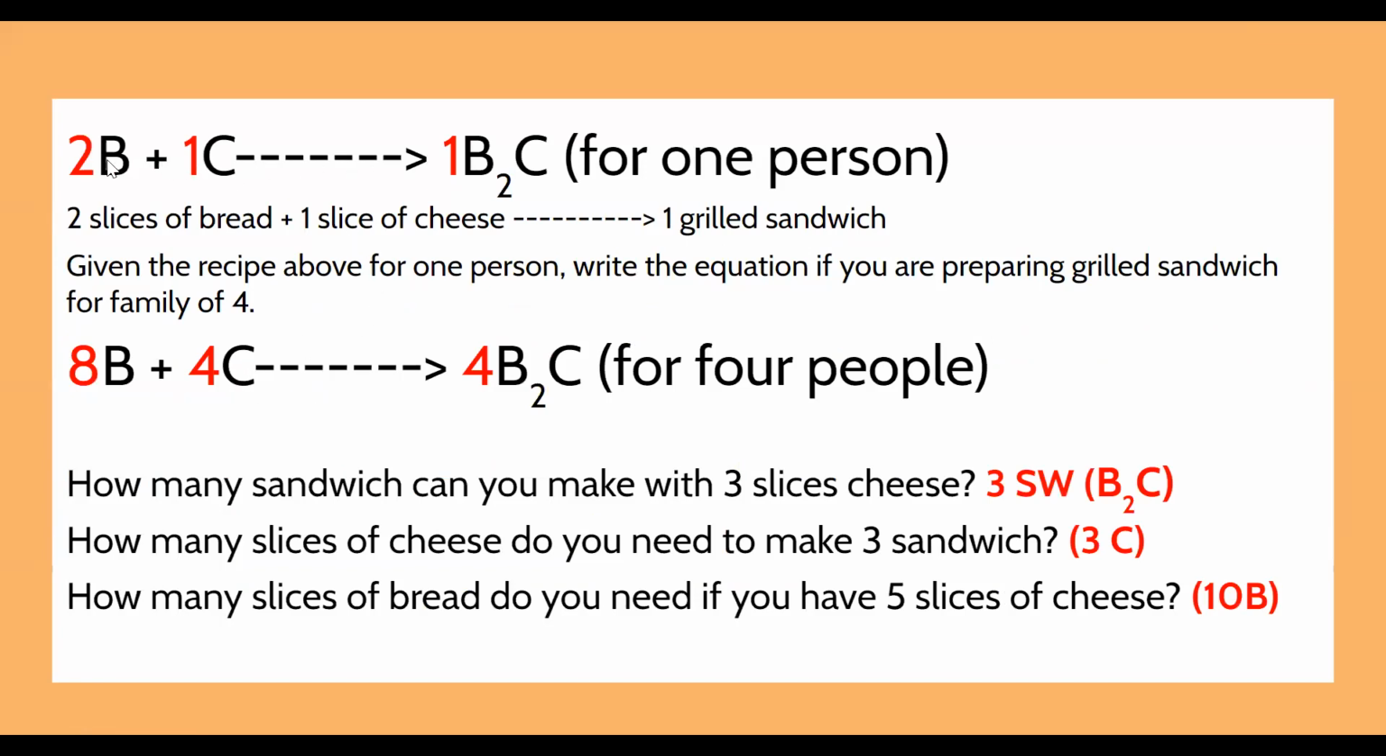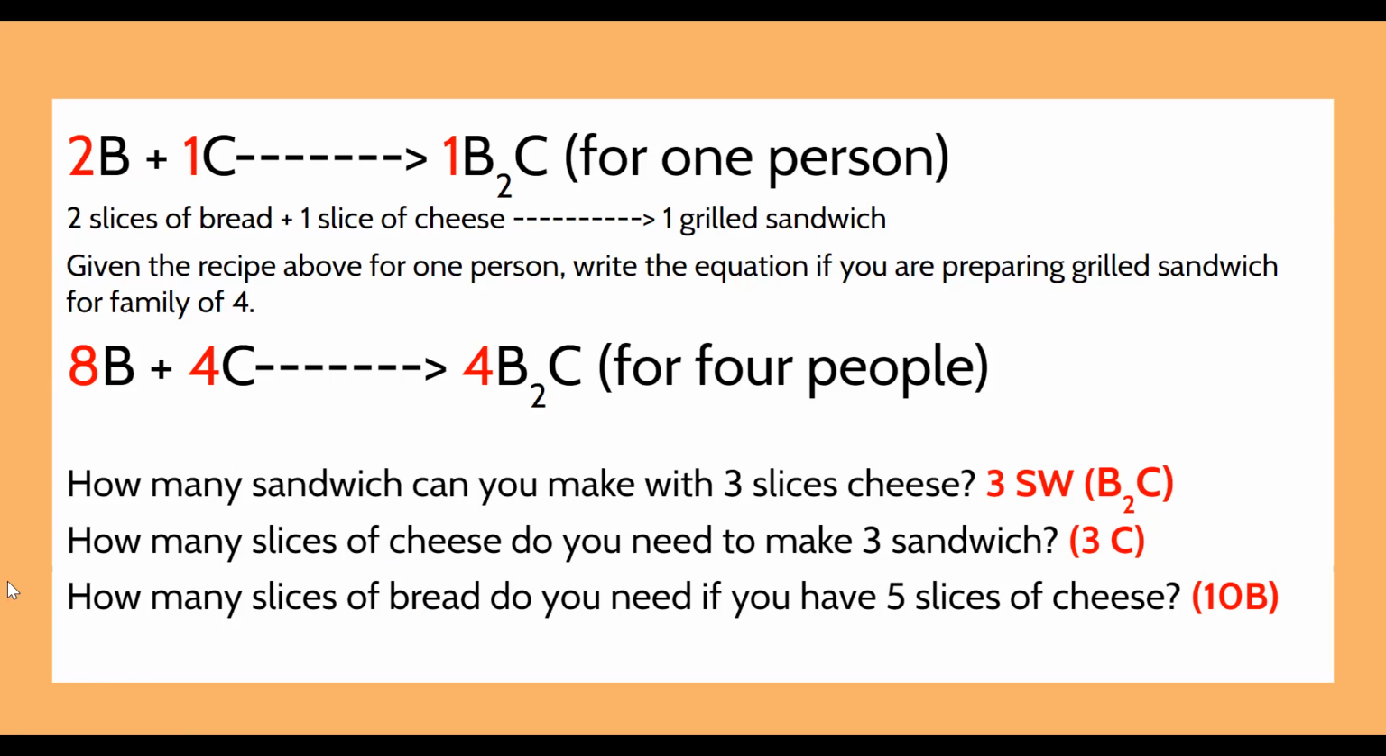Look at it. We are making use of these numbers called coefficients. Okay? We are using the coefficients to do that calculation of figuring out how many of these we need for a family of 4. So you see, how many sandwich can you make with 3 slices of cheese? Okay, slices of cheese, 3 slices of cheese. So you see, sandwich and cheese, they're 1-to-1 ratio. Okay, so we make 3 sandwich.